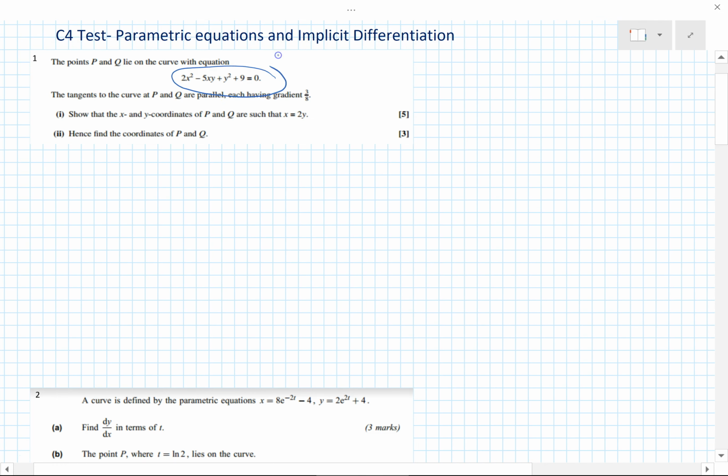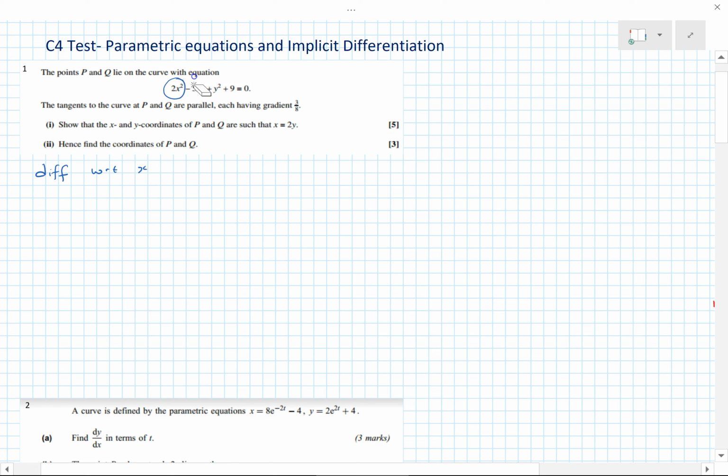If we look at this equation here, we're going to differentiate both sides with respect to x. Now, any term in x is clear. The 2x squared differentiated is obviously going to be 4x. But this bit here is actually a product. So differentiating that, we're going to differentiate the two bits separately. So if I've got a 5x, which differentiates to 5, times y, and I've got a y, which differentiates to dy by dx, times 5x.